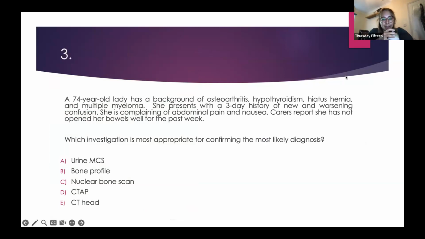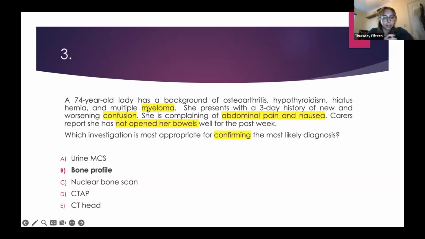So this question was about a lady with arthritis and a hernia and multiple myeloma who's got a history of new confusion, abdominal pain, nausea and constipation. So what would we use? Yes, well done everyone. You've all put B, which is correct.